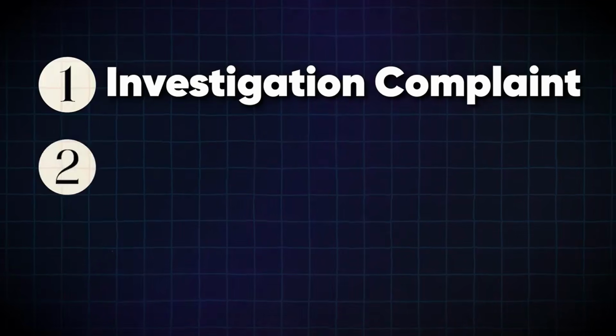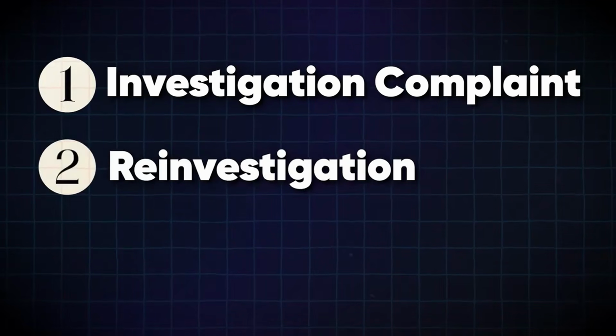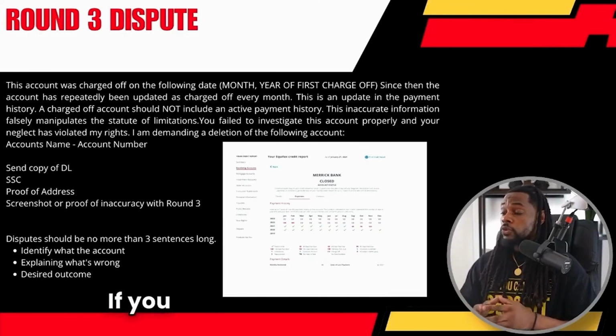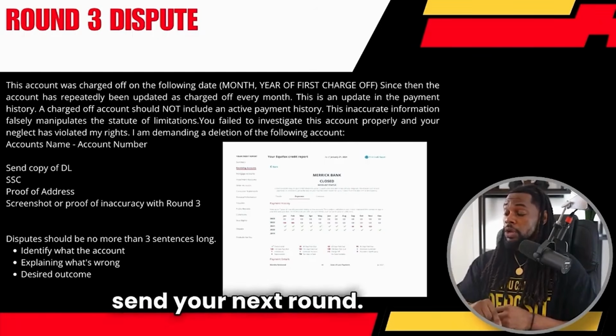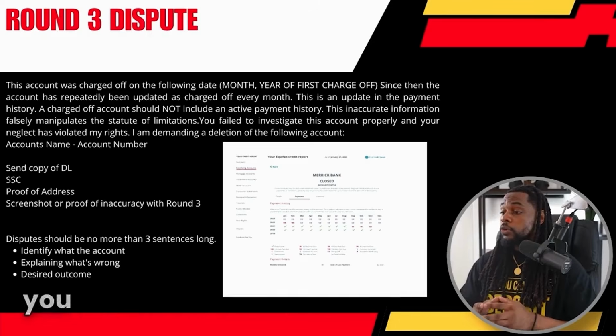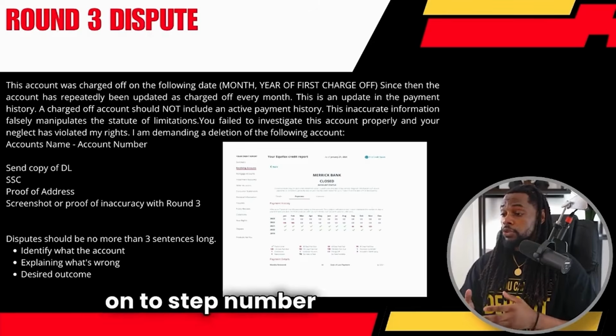Step 2, we're going to send our reinvestigation. That is our follow-up complaint once we get notice. You do not want to keep sending a dispute after a dispute. If you do that, they will throw it out as frivolous. You have to wait for them to respond before you send your next round. Once you have a response or an update on your credit report, again, use Ryezing.com, then you will know that you can move on to step number 2.